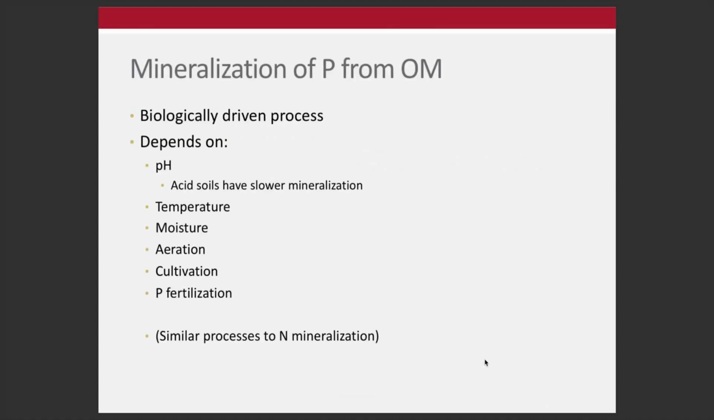All right. Mineralization from phosphorus is a biologically driven process. All the same things that influenced nitrogen mineralization are going to influence phosphorus. pH, acidic soils are going to have slower mineralization, temperature, moisture, aeration, all these things that drive life. And just think of decomposition. These should be intuitive in terms of the higher temperatures and moistures, we're going to be driving mineralization processes higher, right?